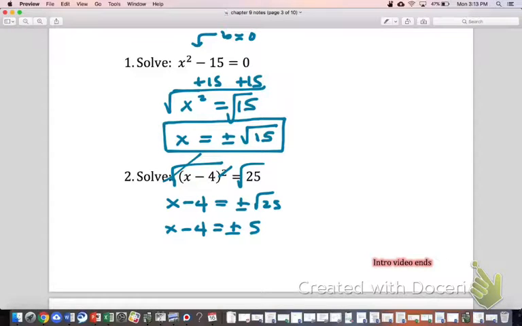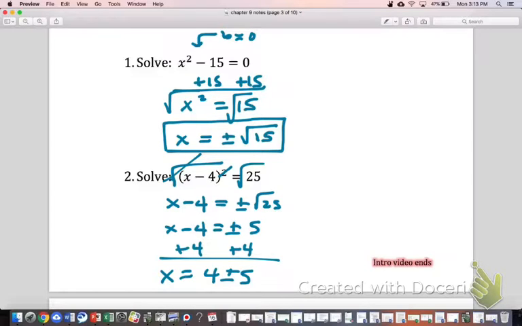To finish this out, I'm going to add 4 to both sides. We want to be super careful here. I'm going to add 4 and add 4. Remember that the right side is two different numbers. It's plus or minus 5. So this would give us x equals positive 4 plus or minus 5.